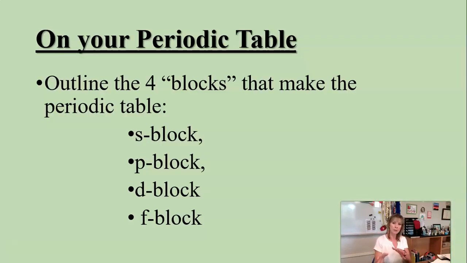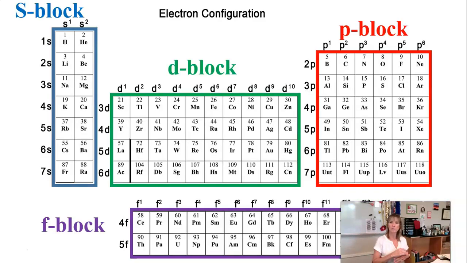On your periodic table that hopefully you were able to print, I want you to outline the 4 blocks: the S block, P block, D block, and F block. Draw lines and label each block. The S block is the first 2 columns on the periodic table. For the P block, you skip that middle block. The middle block is the D block.